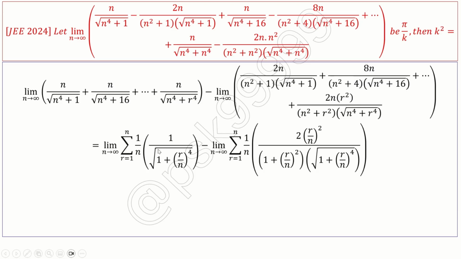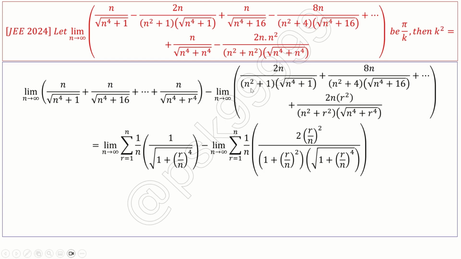So under root, in the denominator I am left with square root of 1 plus r by n whole to the power of 4. So this is in the form of integration actually, right? Similarly, minus limit n tends to infinity sigma r equal to 1 to n.